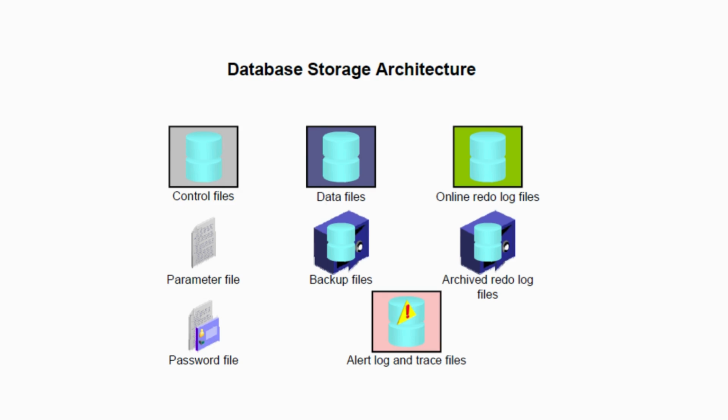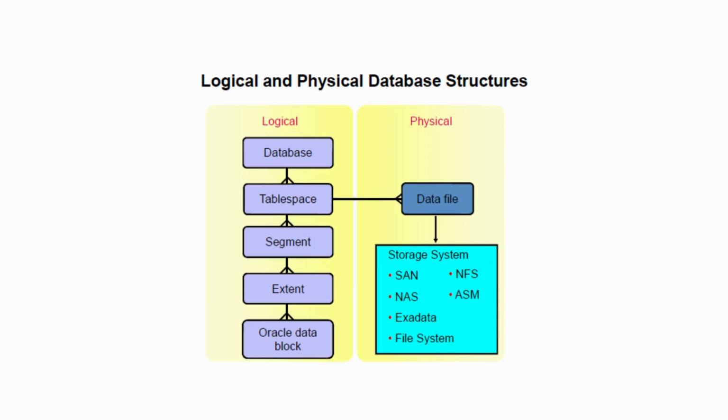Data files contain the user or application data of the database, as well as metadata and the data dictionary. Online redo log files allow for instance recovery of the database. If the database server crashes and does not lose any data files, the instance can recover the database with the information in these files. The database has logical structures and physical structures.